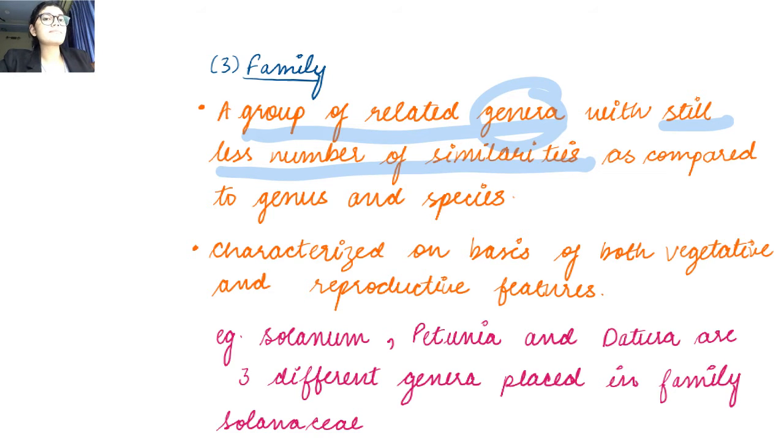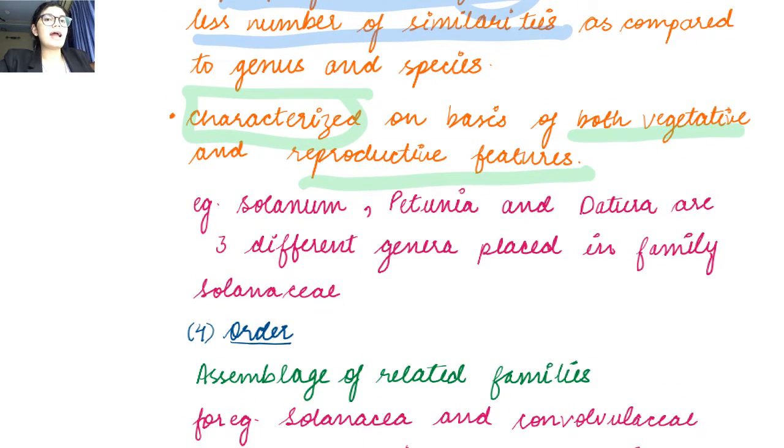ठीक है? A family is characterized on the basis of both vegetative and reproductive features. ठीक है? Vegetative and reproductive features. So you have Solanum, Petunia and Datura. ये तीन क्या है? Genus या फिर genera. और ये एक फैमिली में प्लेस्ड है जिसका नाम है Solanaceae. ठीक है? So Solanum, Petunia and Datura are in Solanaceae.